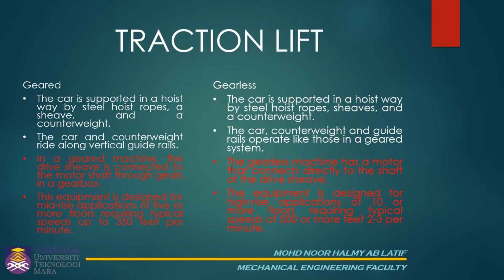For gearless traction lift, the car is supported in a hoistway by steel hoist rope, sheaves, and a counterweight. The car, counterweight, and guide rails operate like those in the geared system. The gearless machine has a motor that connects directly to the shaft of the drive sheave. The equipment is designed for high-rise application of 10 or more floors requiring typical speed of 500 or more feet per minute.